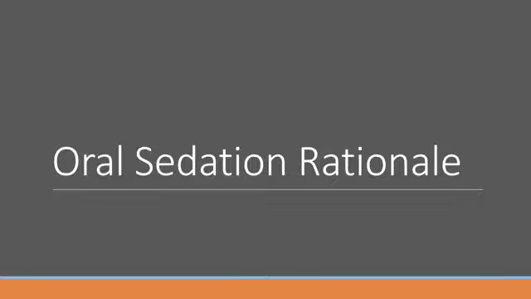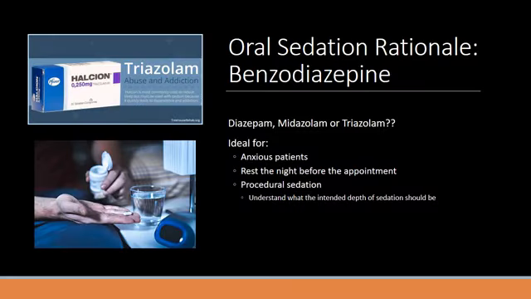Now let's move on and talk about some of the oral sedation rationales. Looking at oral sedation rationale in terms of benzodiazepines, some of the benzodiazepines you have on hand, things like diazepam, midazolam, or triazolam, any of those are potential options. Any and all of those would be ideal for really anxious patients, or maybe for patients that are so anxious they are worried about not getting a good night's sleep the night before. And they can be used for procedural sedation.